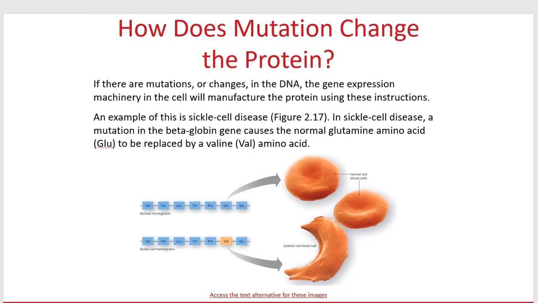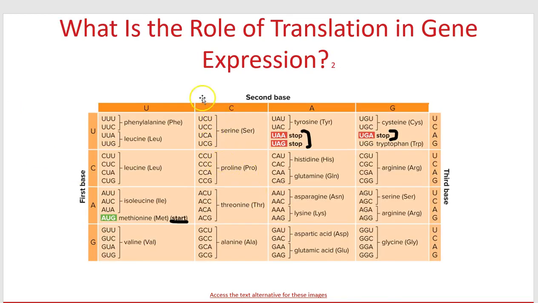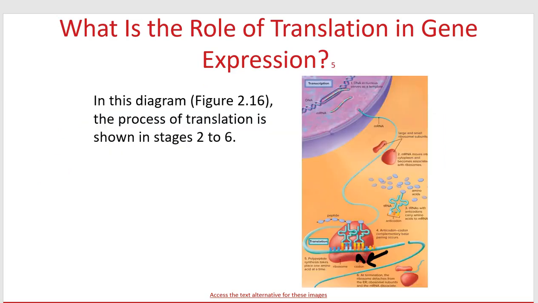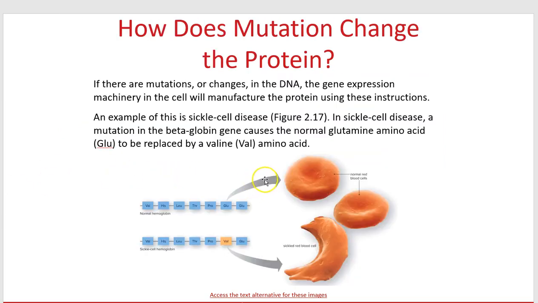Well, we've been talking about sickle cell. So, how does the mutation change the protein? Well, if there are mutations or changes in the DNA, right? If you change an A, G, C, or T, then you change what the mRNA is. And if you change the mRNA, then you could change which amino acid comes next. And if you change the amino acid, you can change how that protein functions. And the difference in someone with normal hemoglobin and someone with sickle cell disease is a single amino acid.